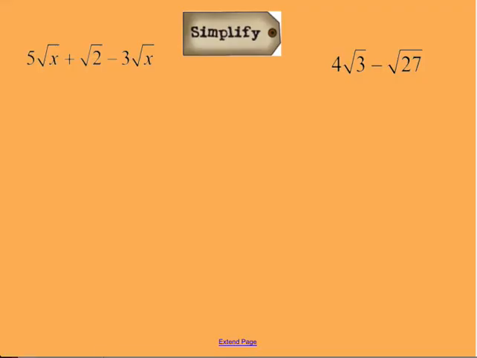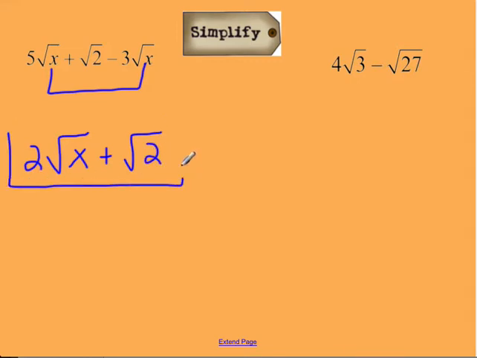So next, let's take a look at this next one. So we can go ahead and we can combine these two terms because they're both radical x. So then we can add the coefficients. So 5 minus 3 is 2. So I have 2 square root of x. Then I'm going to go ahead and add the square root of 2. So I have 2 square root of x plus the square root of 2.